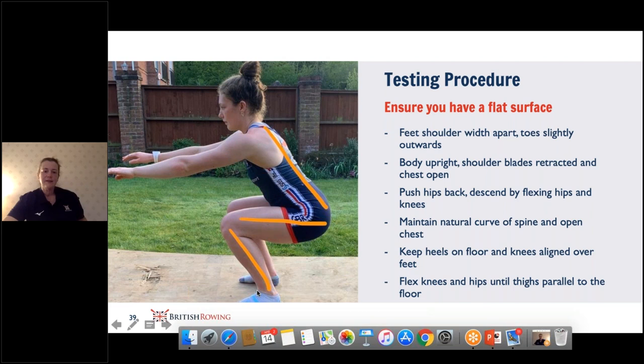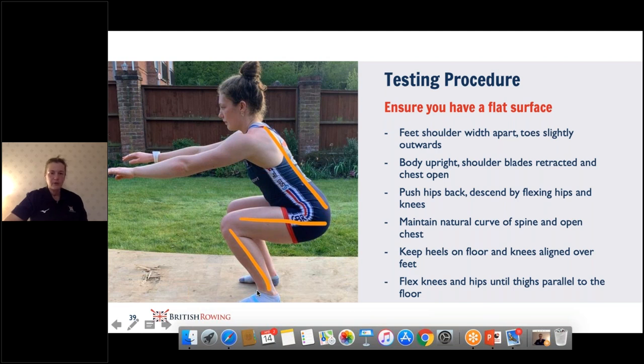Body position. Now, this is something that is linked partly to flexibility and control as well. If that body starts to fall forwards, then we're not going to be in an effective position, particularly if we're trying to lift weights off the top of it as well. Should be upright, shoulder blades retracted and chest open, so that nice open chest position. Push your hips back and descend by flexing the hips and the knees. Maintain that neutral curve in the spine and that open chest too.